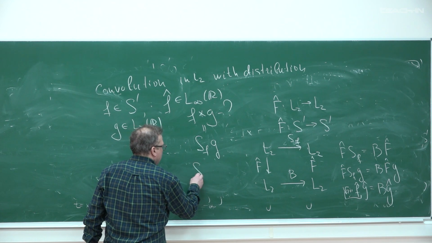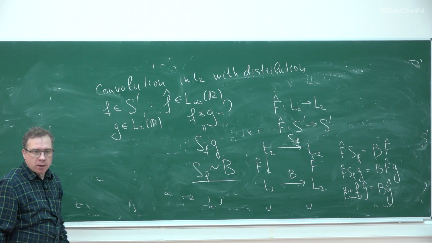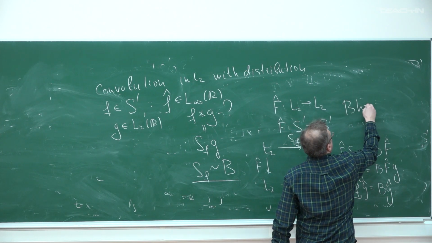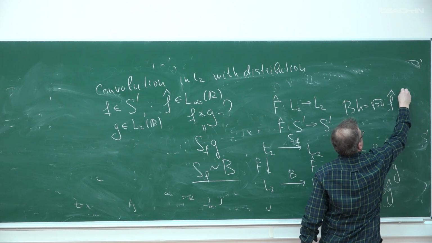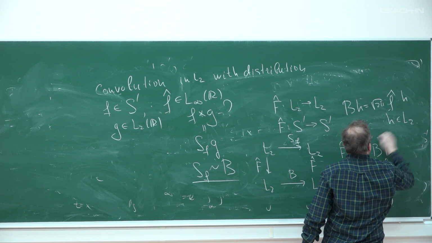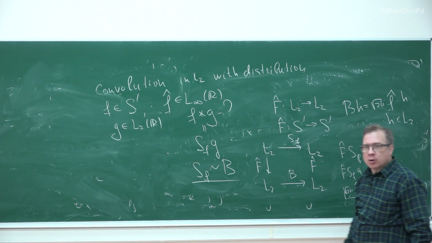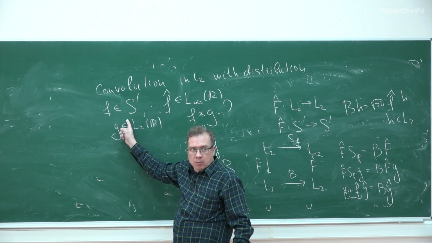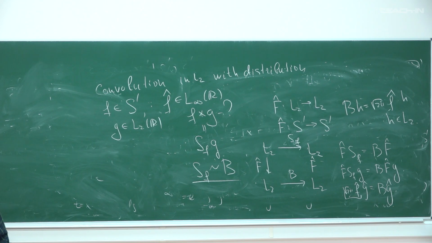So the operator of convolution is similar to operator B, where B is written here. B H is multiplication of the Fourier transform of F by the function H, H from L2. I change g hat to H. So this is the operator of convolution with a distribution. But all you need is that the Fourier transform of the distribution is a good function, a bounded function.